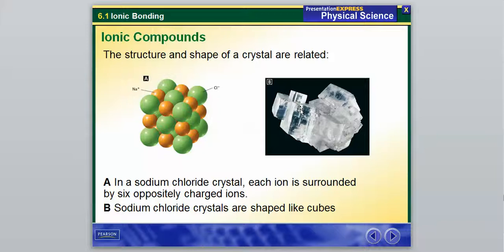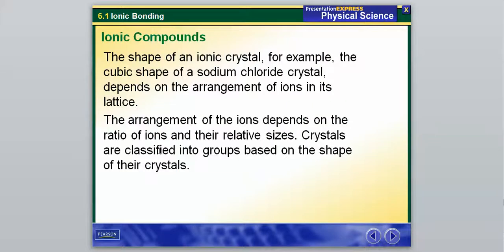So that's pretty cool, I think. We can actually see that the arrangement of atoms affects its actual physical arrangement. Shaped like a cube here, so therefore it's shaped like a cube over here on the right. So the shape of an ionic crystal, for example, the cubic shape of a sodium chloride crystal, depends on the arrangement of ions in its lattice, which I just said.